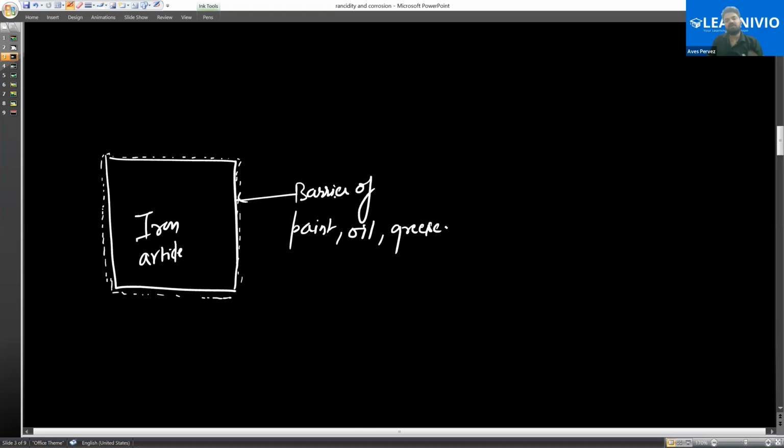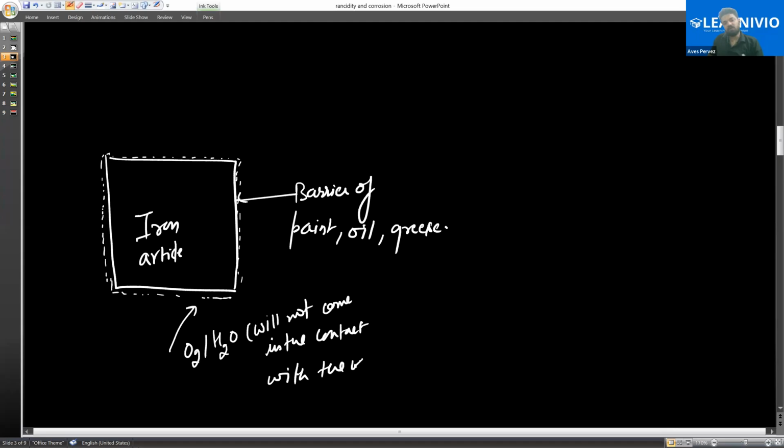So what will it do? When there is a barrier of paint, the atmospheric gases, oxygen and water will not come in contact with the main surface of iron. When we do this, it will not come in contact. Are you getting my point?